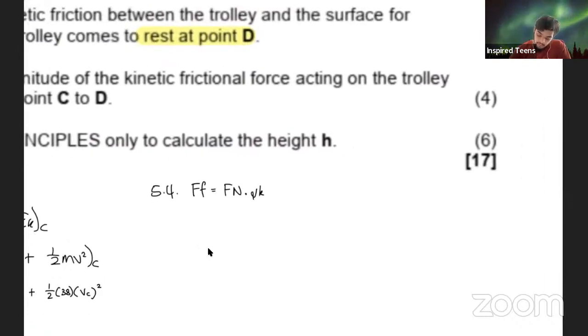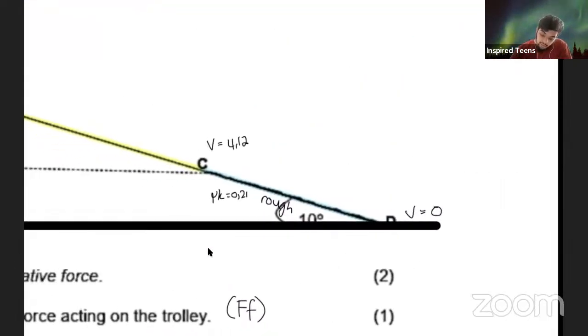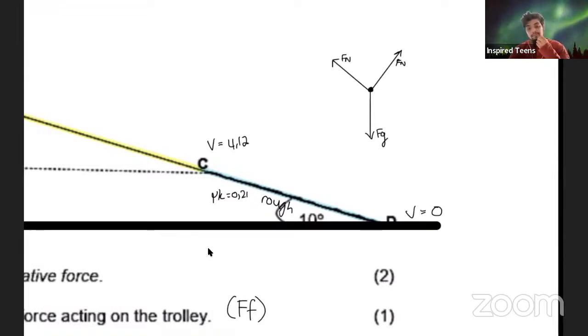If you remember correctly, the way we calculate Fn is we say the up forces are equal to the down forces. And how did we calculate that? We had to do a free body diagram. So let's do a free body diagram for this guy. I'm just going to do it quickly. So we have Fg, we have Fn, and then we have friction going up. I think that's about it.